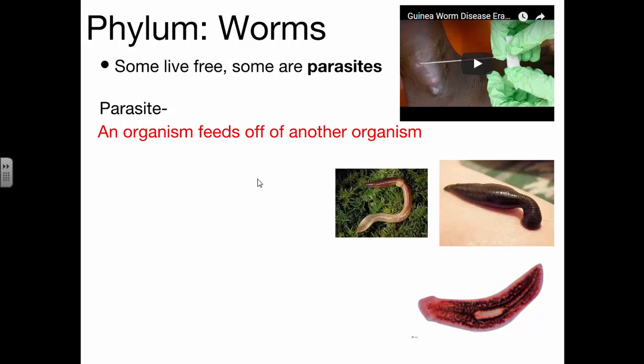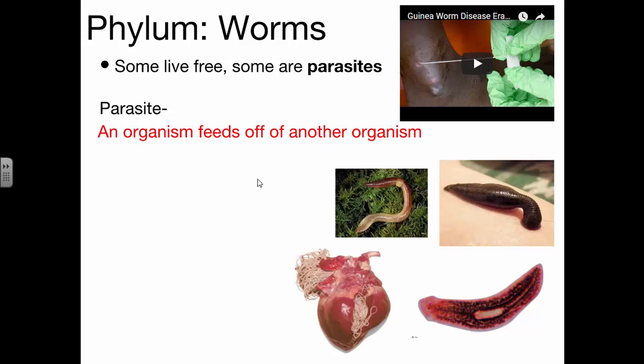We'll look at this. This is a flatworm, Platyhelminthes. This is planaria. They also have the ability to regenerate. If you cut them in half, they'll grow into two new worms.